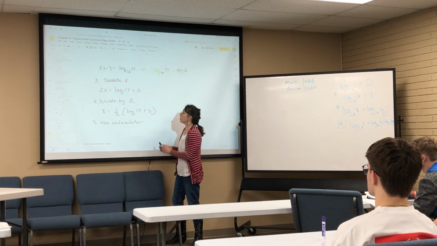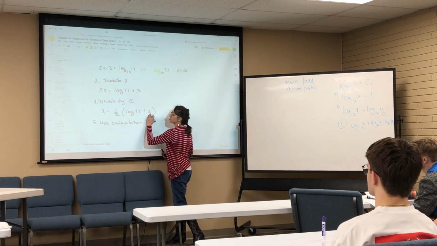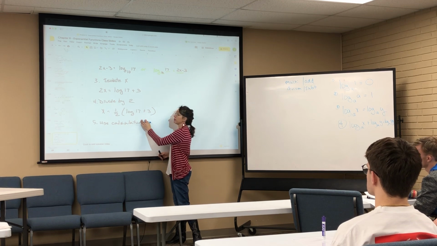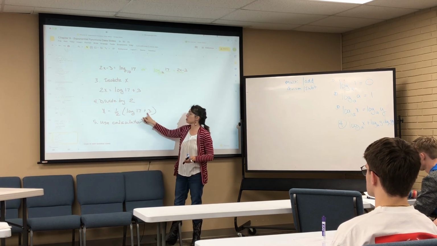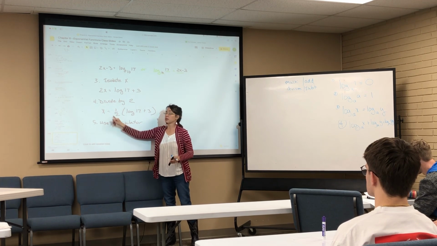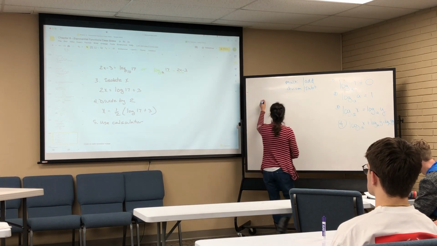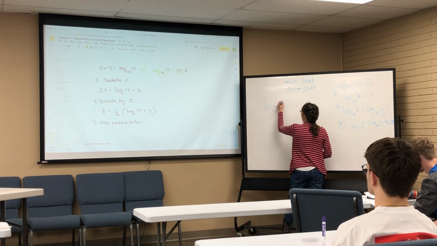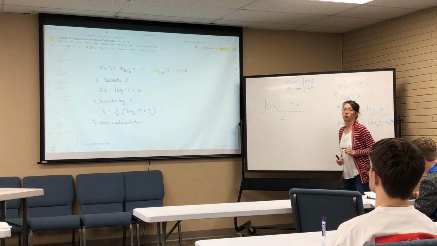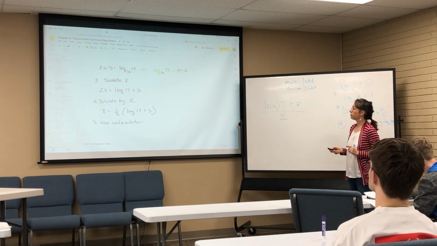Typically, would it be okay for me to put an entire division line and put a 2 underneath here? Yes, it would be. Because there's an addition sign, it's very common to just write that in the front. But it would also be acceptable to write log 17 plus 3 divided by 2. That is also acceptable.